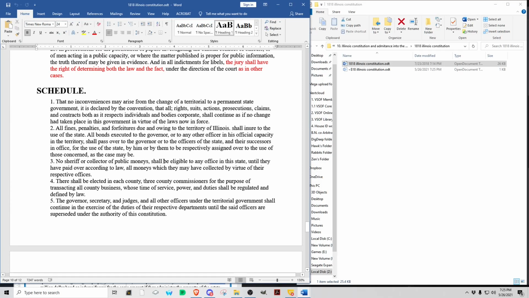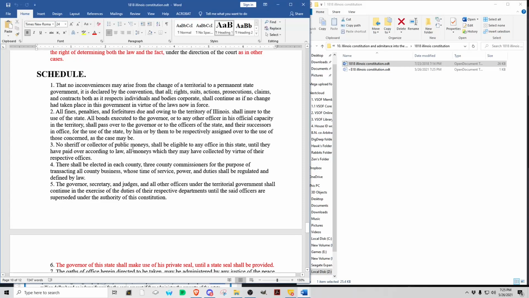1818 Illinois Constitution, scroll all the way down to the bottom. Okay, all the way down to the schedule. Now, you're only ever going to see schedules in the first original constitutions for each state. And the reason is because the schedule is what they lay down in the Constitution to get this thing going. So we've written this Constitution. All right, how do we implement all of this? That's what is contained in the schedule. So I'm just putting that out there so you understand what this is.